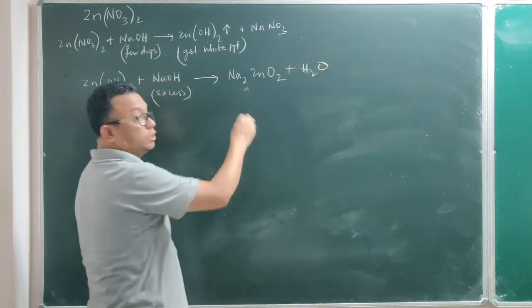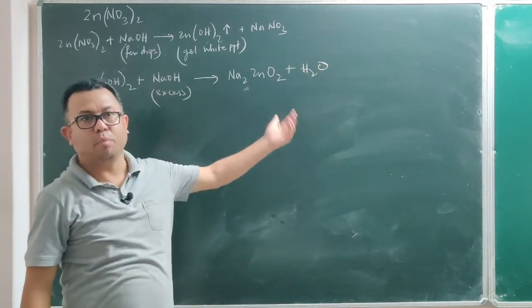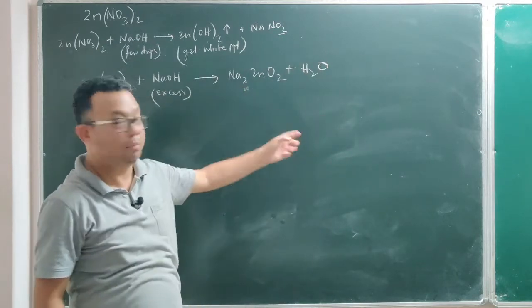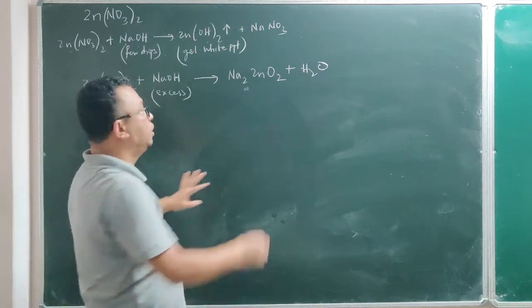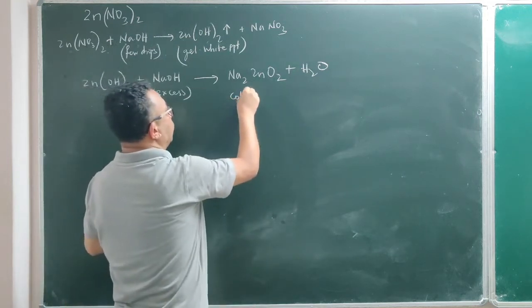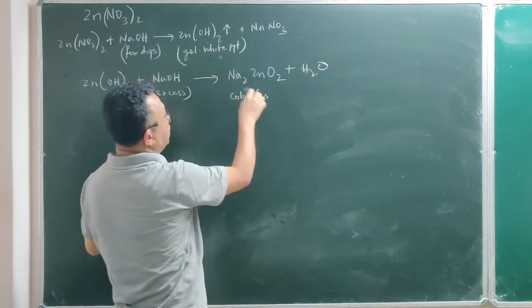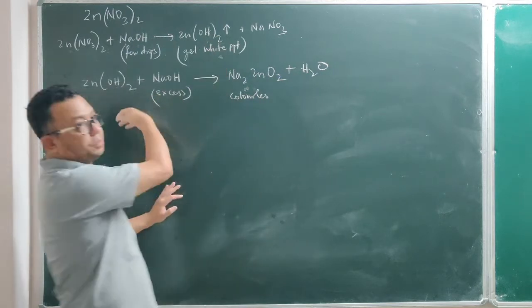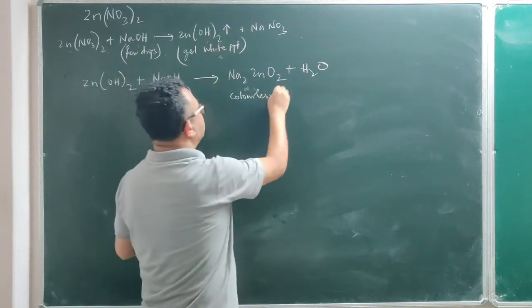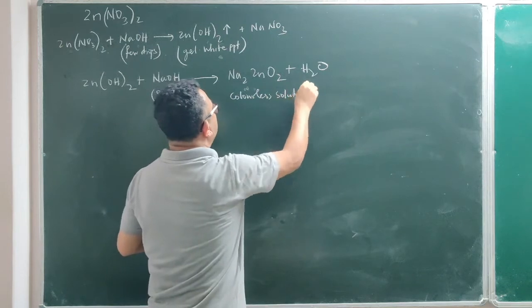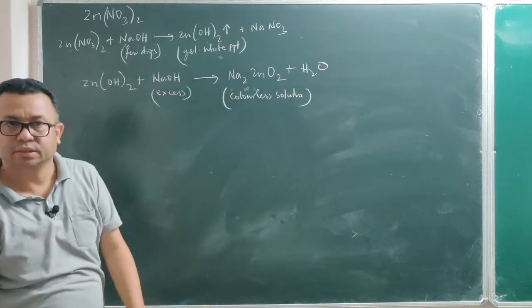And this is something which is soluble, like previously how tetraamine copper sulfate was formed. In the same way this compound is soluble, because any compound of sodium is soluble. So this is a colorless solution now. It is no longer a precipitate. The precipitate has vanished. So a colorless solution is what is produced, and that is sodium zincate.